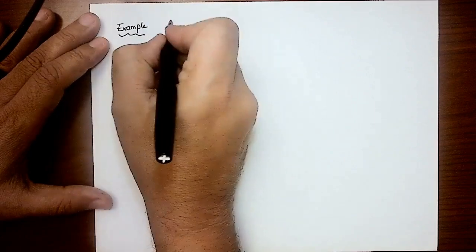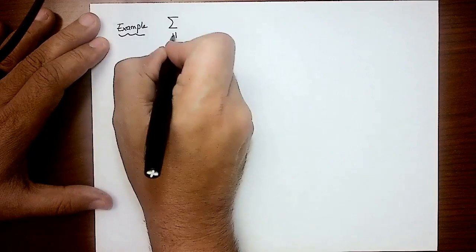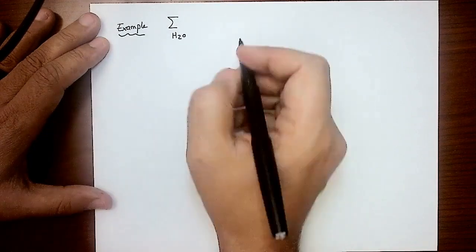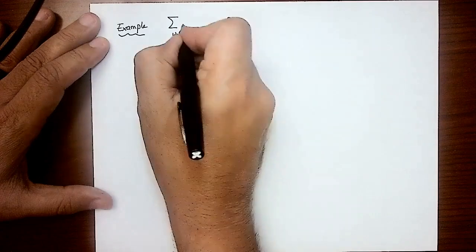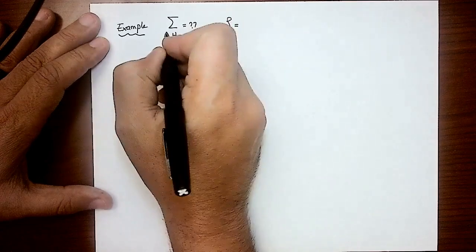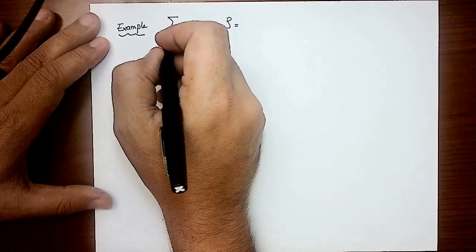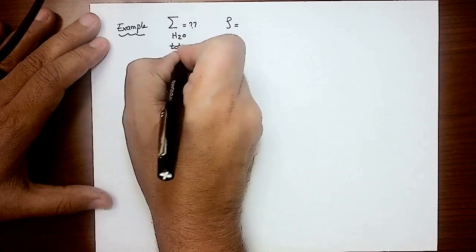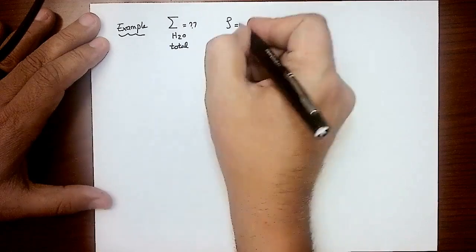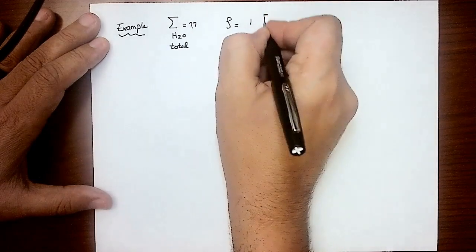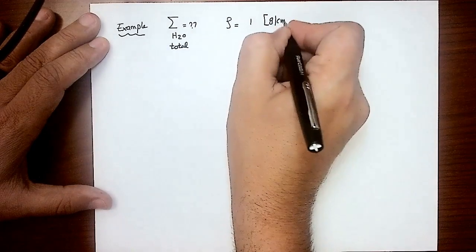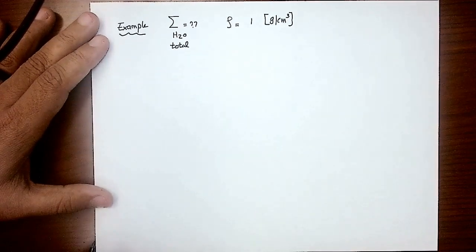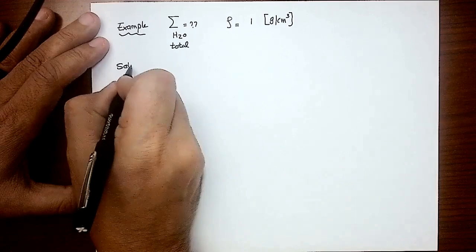For example, I would like to calculate sigma H2O. I need to get the total macroscopic cross-section for H2O if the density is given as 1 gram per cubic centimeter. Again, H2O is a compound, so let's do the solution here.